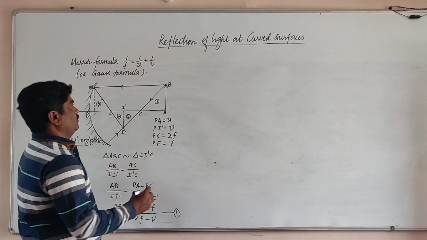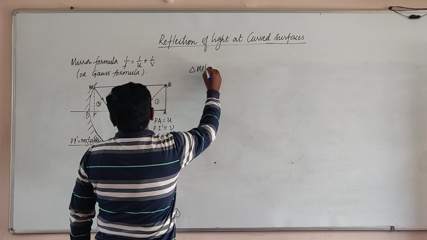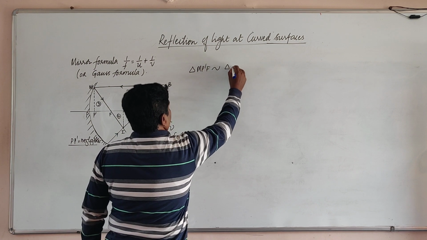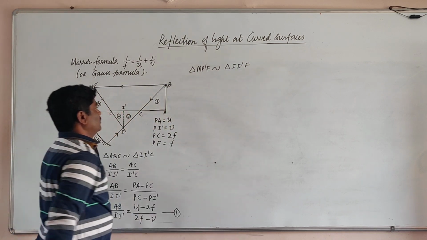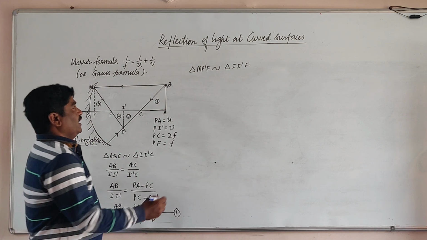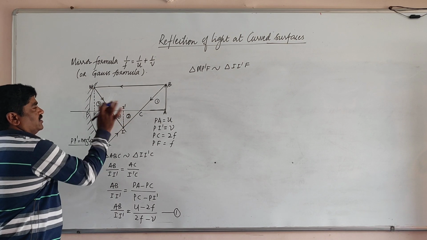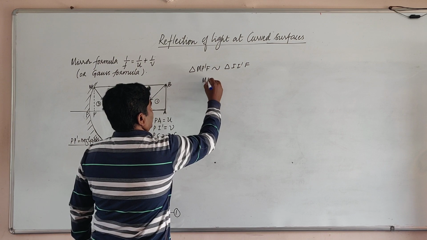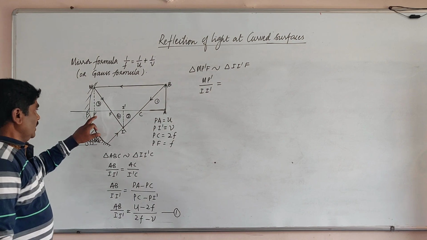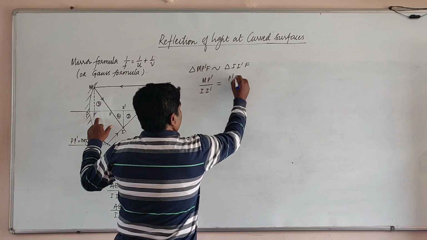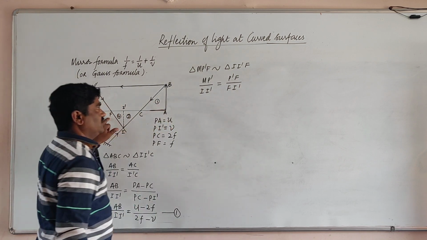Now again, 3 and 4 we can compare. The triangle MP dash F is similar to triangle I dash F. Now in this way, corresponding sides' ratio: the heights are comparable and the bases are comparable. Therefore, MP dash by I dash you can write is equal to P dash F by FI dash.